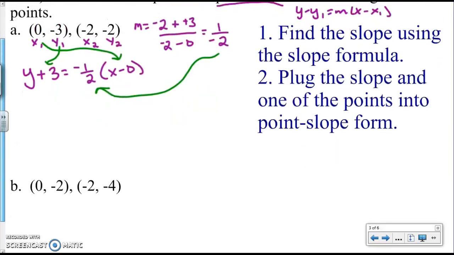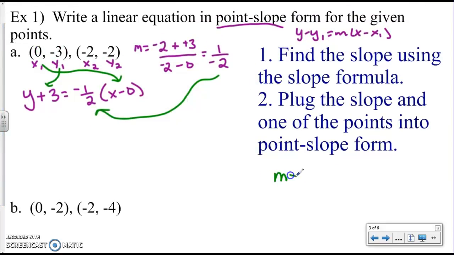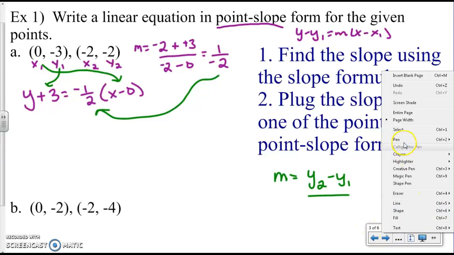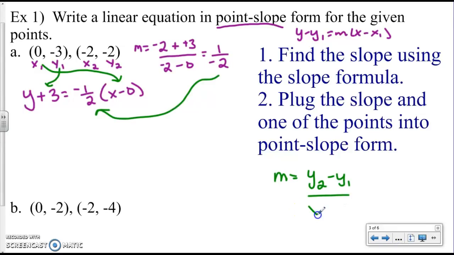Your slope stays the same. Okay? Now, I put point slope form up there. If you need your slope formula, just as a refresher, it looks like this. So y2 minus y1 over x2 minus x1. So this is slope, and then this is point slope.